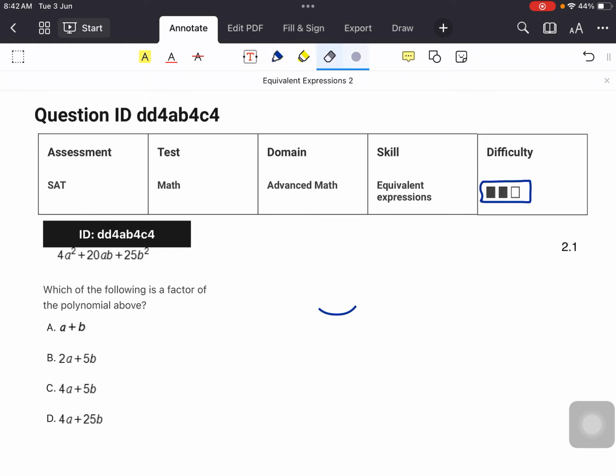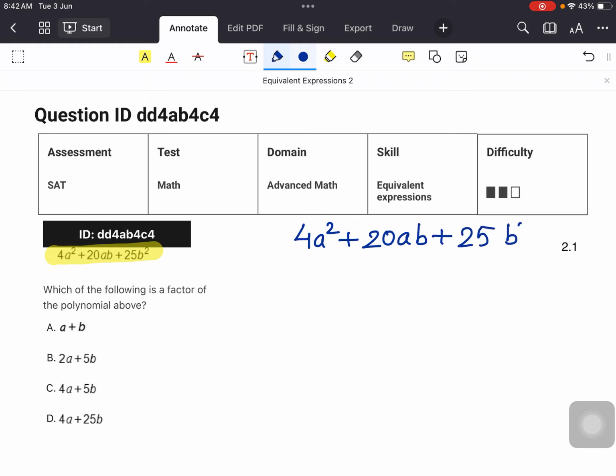Here you can see the first question on the screen. We have to find the factor of the polynomial above. So what is the polynomial given here? 4a square plus 20ab plus 25b square. Before finding the factor, we need to work on the equation a little bit, then only we'll understand what exactly is happening here.